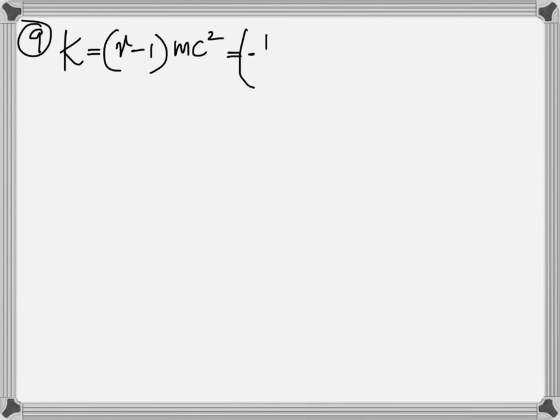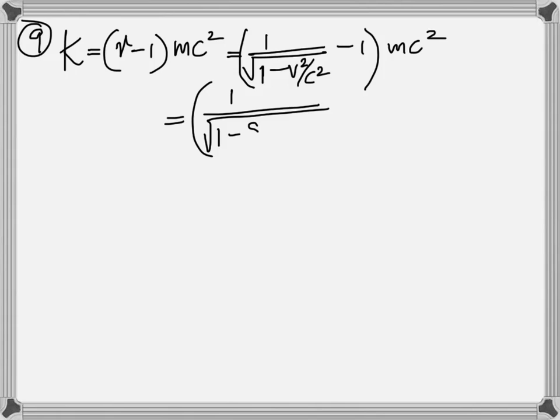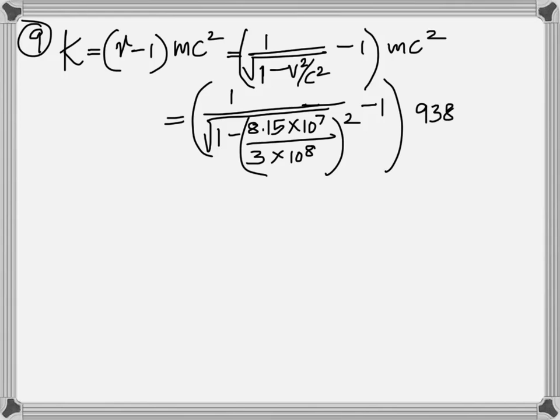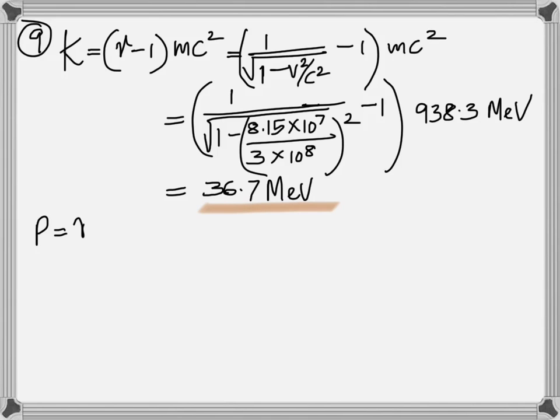In question 9, you have to calculate the kinetic energy and momentum of the proton. Mass is given, its velocity is given. If you had been asked to calculate the kinetic energy in classical physics, you would have just gone 1/2 times mass times velocity squared, but we cannot do that. Here kinetic energy is gamma minus 1 mc², where gamma is again 1 by the square root of 1 minus v² by c², and the speed is given. Then minus 1, and mc² is 938.3 mega electron volt. So you have 36.7 mega electron volt as the kinetic energy.